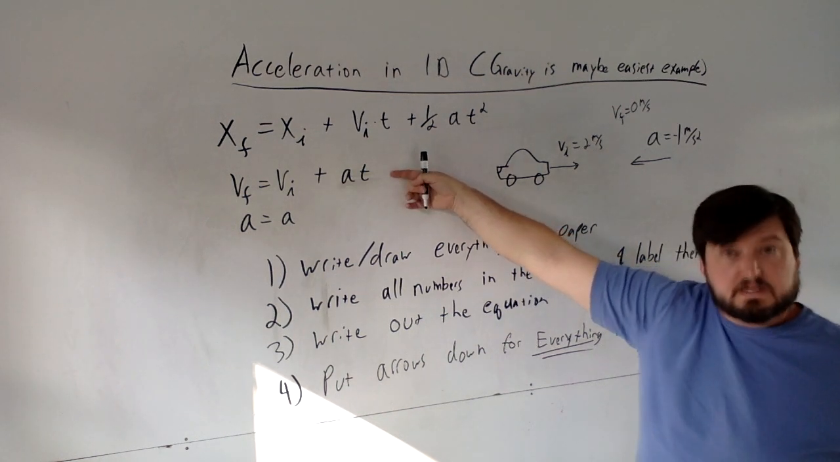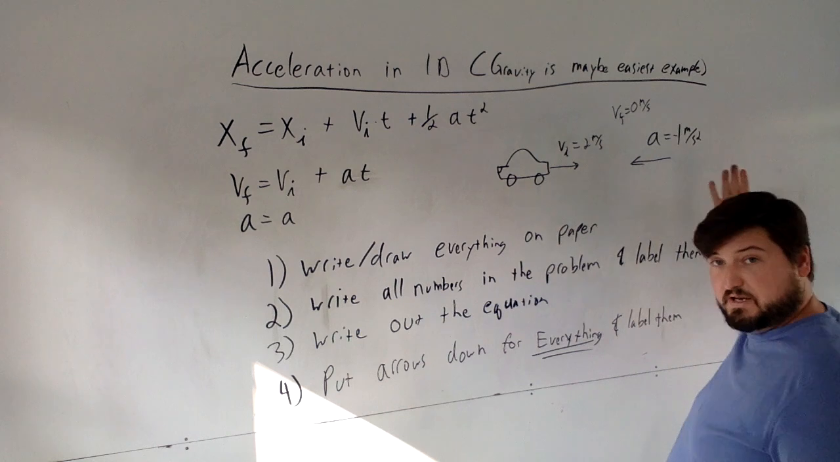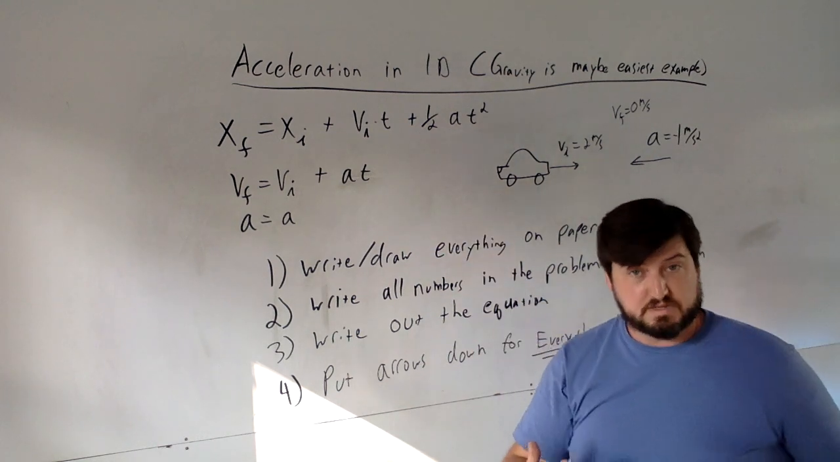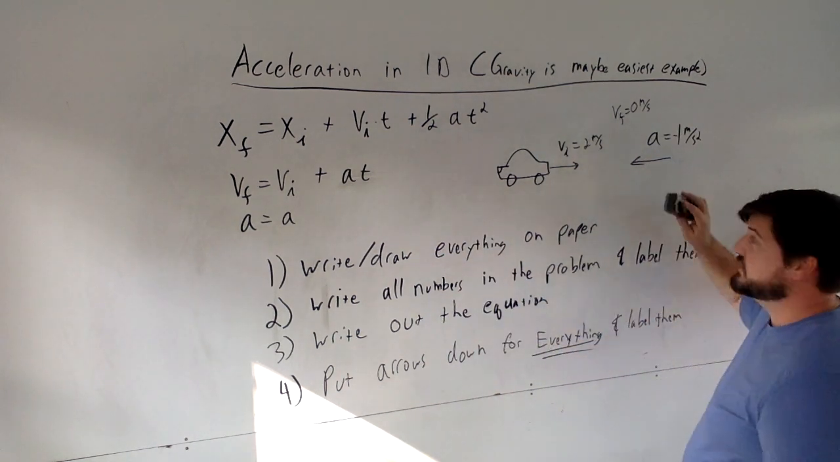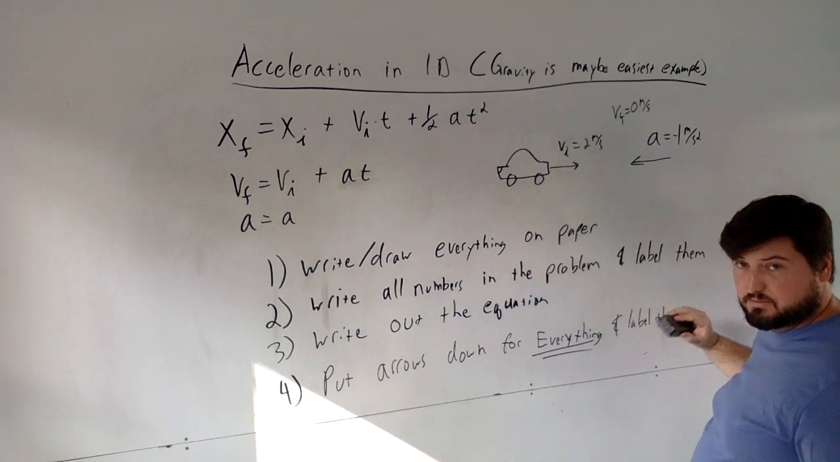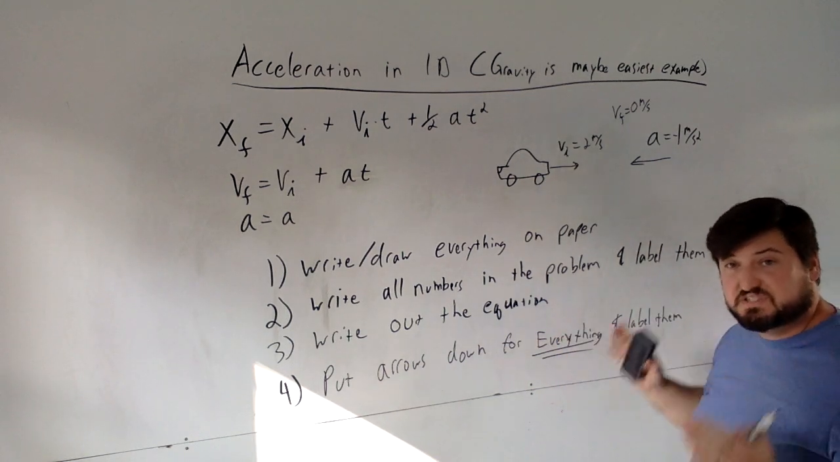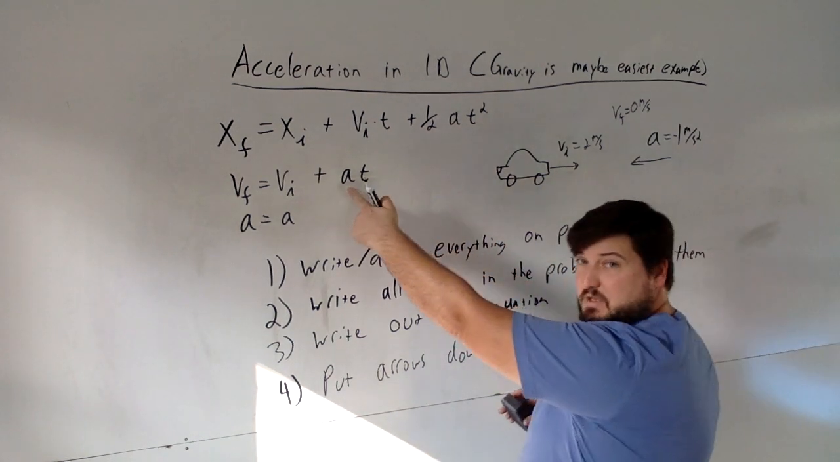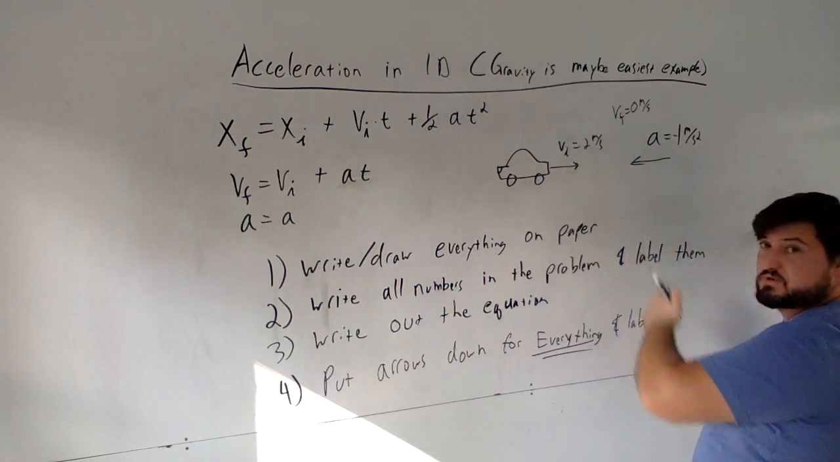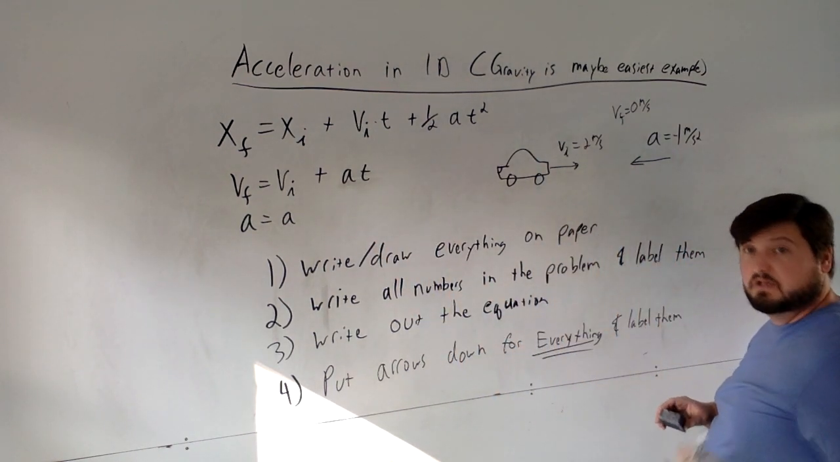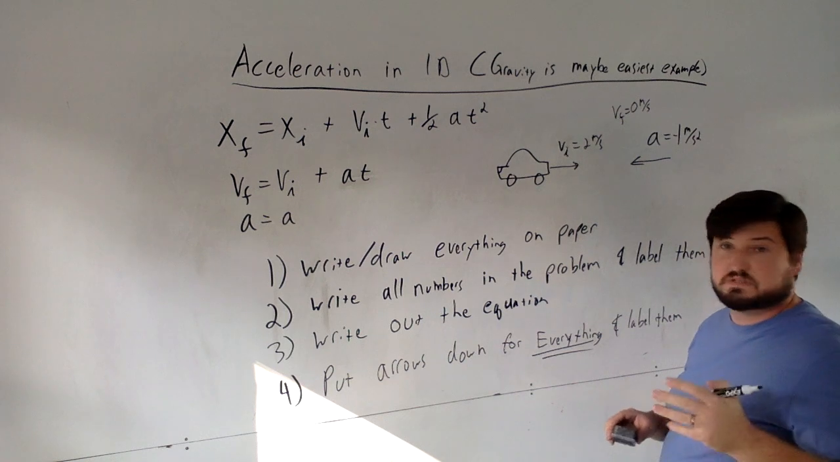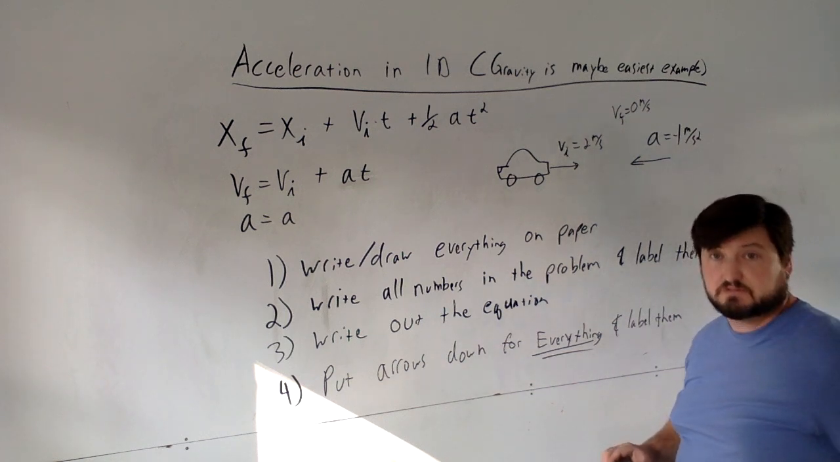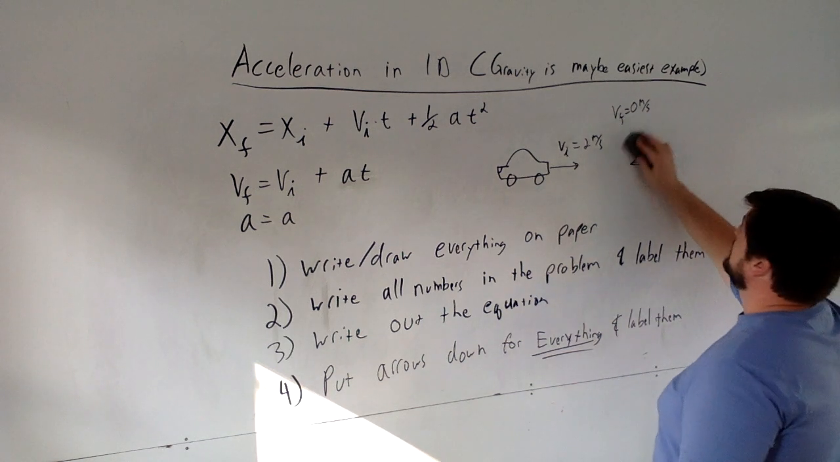Right? How long did it take for it to stop? What you would find out if you plugged it in is hopefully 2 seconds. But again, draw it out, label it out, write it all out so you can see it, write the equation out so you can see it, and then plug the numbers into that equation. If you do those things, you will not go wrong, and physics will be a breeze, I promise. It'll get so much easier.